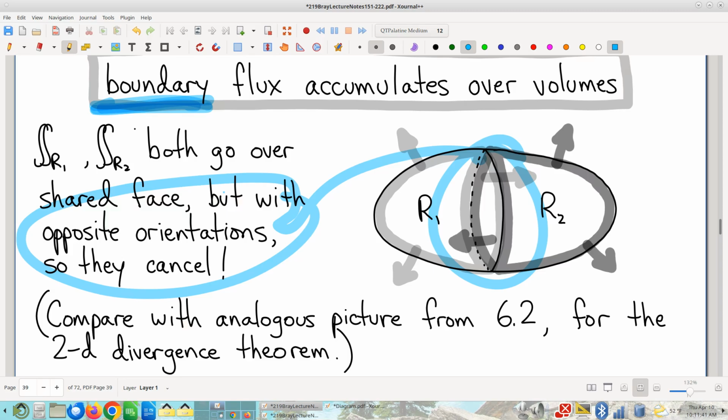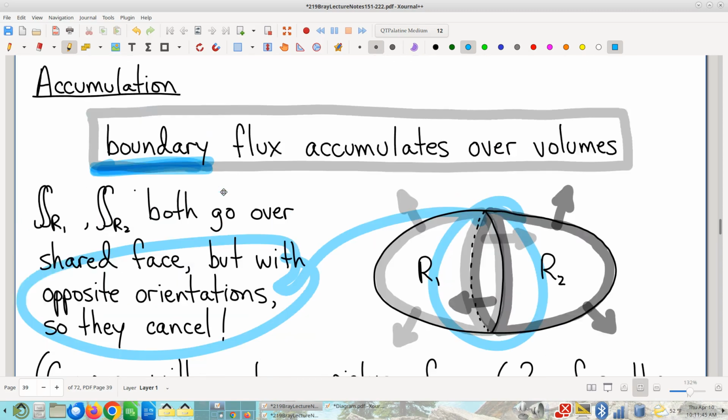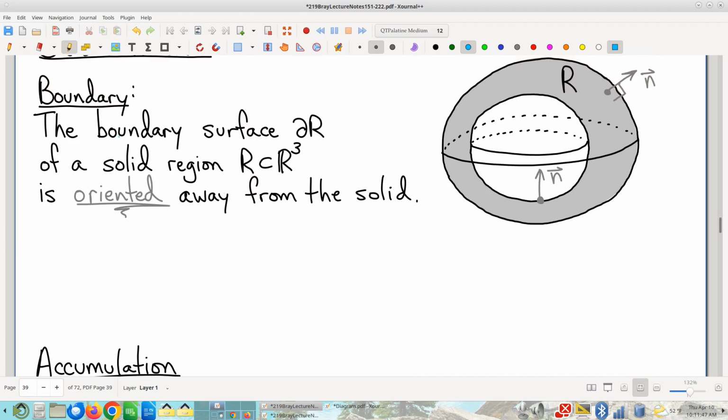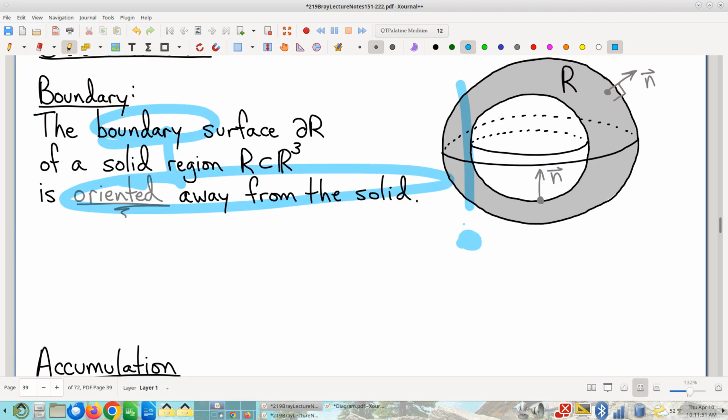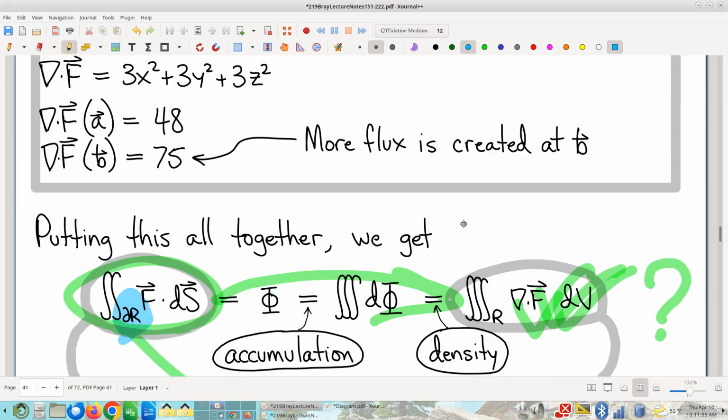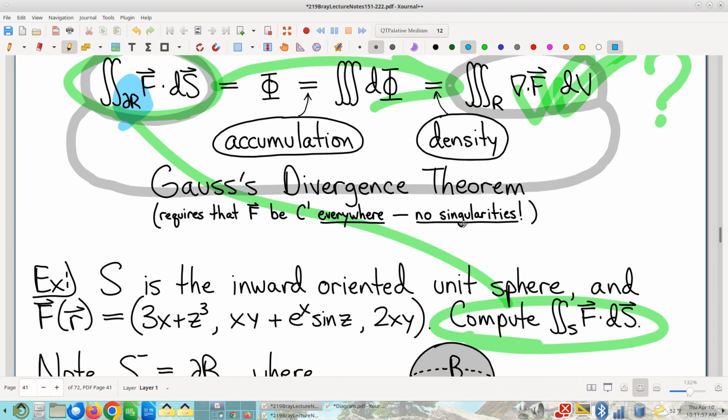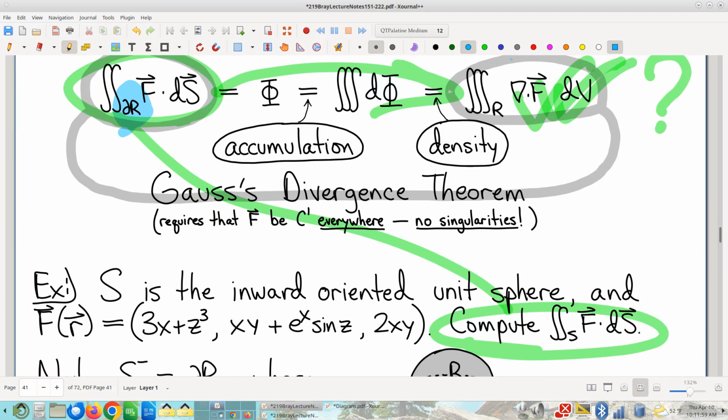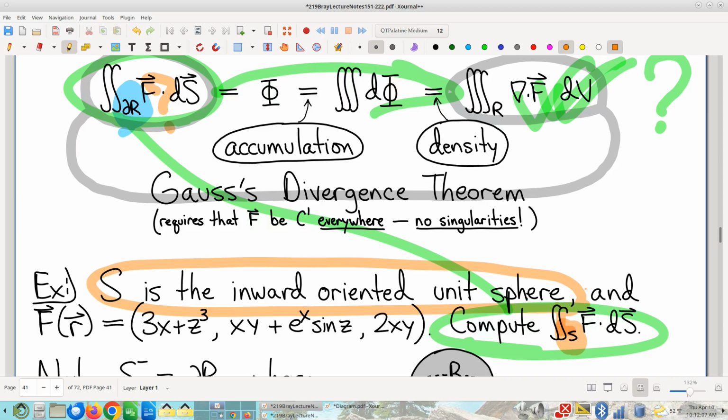So if your surface is not a boundary, and keep in mind, boundary is a loaded word. Boundary means oriented in a very particular way. If you don't have a boundary, you're out of luck. You cannot use this theorem. So we have to look at our surface here, our surface that we're hoping is a boundary. We got to ask, is it a boundary?